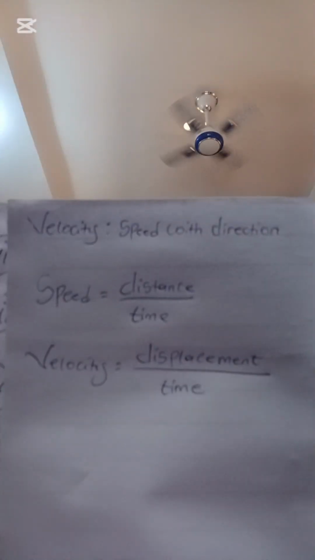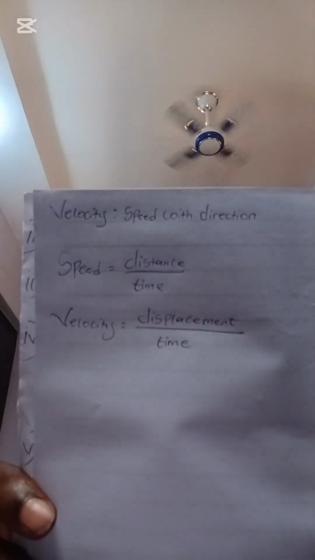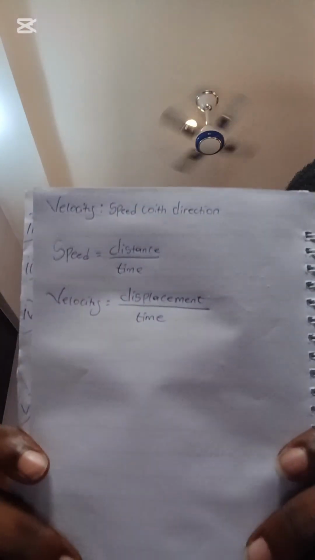Okay, I'm going to show you my note. I think you should be able to see this. That's the formula for both speed and velocity. I think it should be clear a bit. So that will be the first question for velocity.